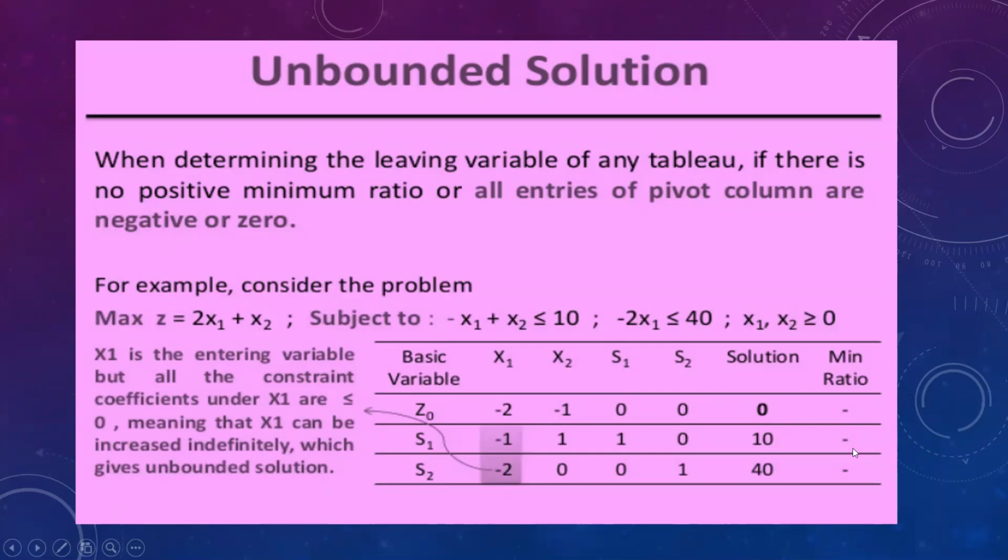That is positive minimum ratio. So here now all the variables are in negative, so our minimum ratio also will be negative. In such situations, there will be an unbounded solution. That is, no perfect solution. Any values can be taken as a solution. So this is the unbounded solution.